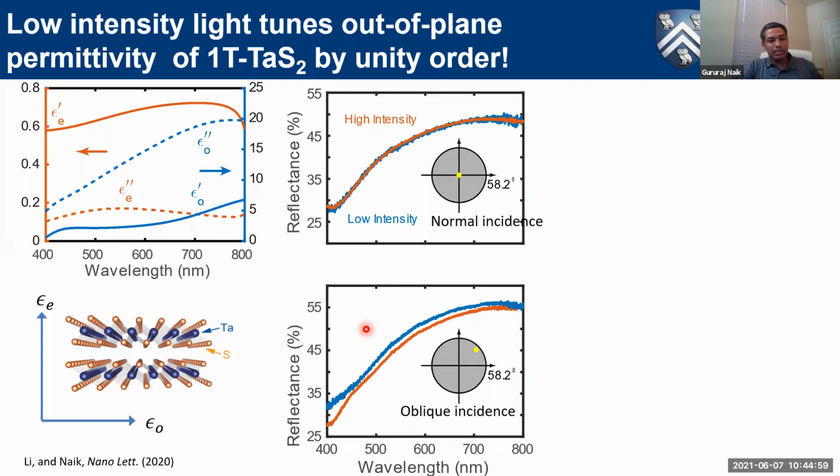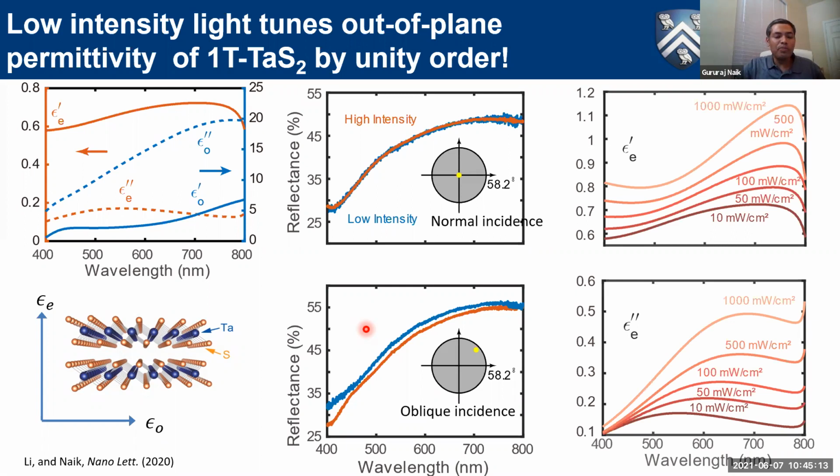It means the extraordinary epsilon, that is the permittivity in the c-axis direction, must be intensity dependent, not the in-plane permittivity, not the in-plane optical constants. Okay, so that's what we realized and then extracted this out-of-plane permittivity as a function of this white light intensity. Again, I'm stressing this is white light. I don't have any lasers.